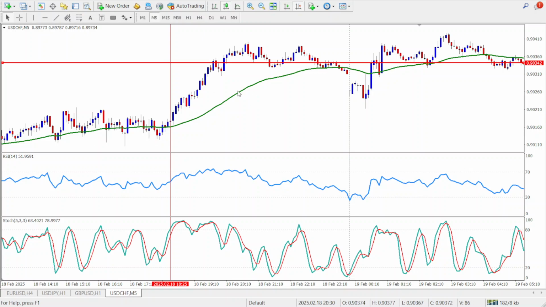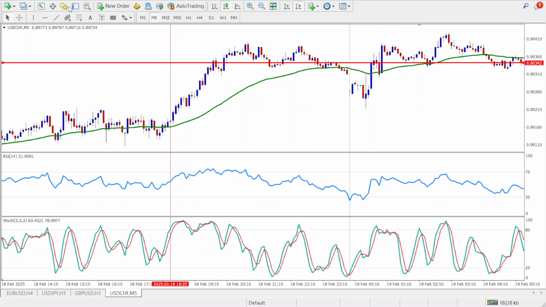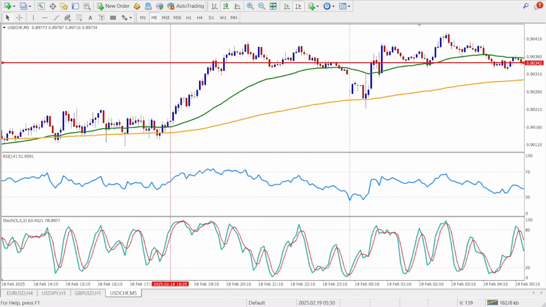So in this case, we already added the 50 EMA, right? We're going to be adding the 200 EMA as well. This combination, the 50 and 200, is a very popular combination, right?